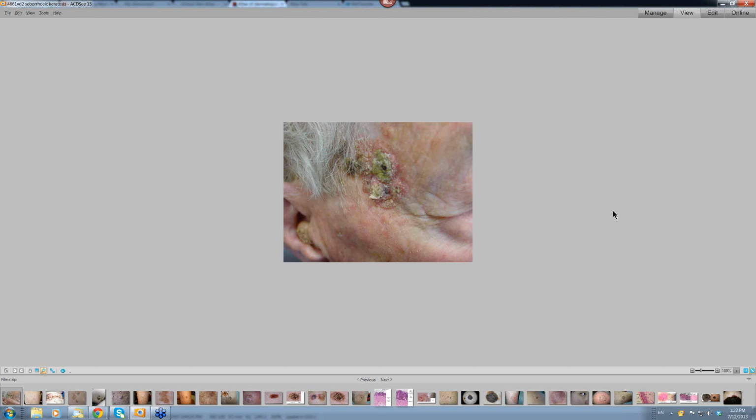Today we're going to have a little look at seborrhoeic keratoses, both the clinical features, the dermatoscopy, and a little bit on histopathology.